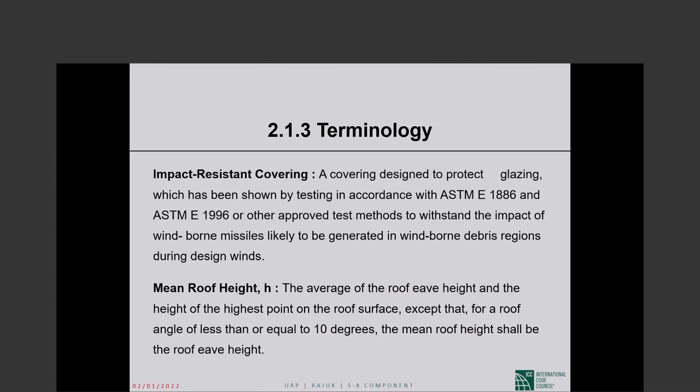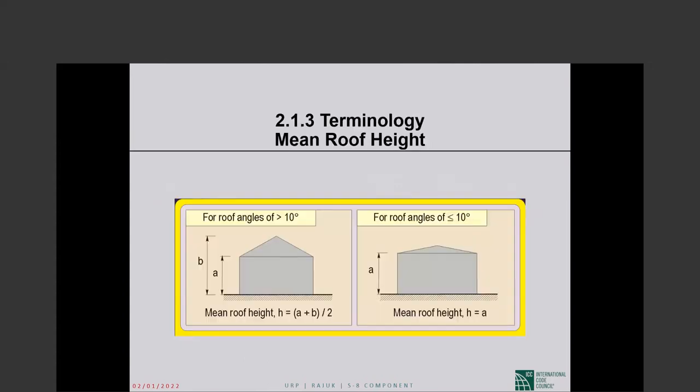Mean roof height, H, is the average of the, okay, I have a picture. So mean roof height, as I kept on saying, is the height to the halfway point between the eave and the ridge, which will make it equal to the average of A and B. Okay? But there is a major twist to it.